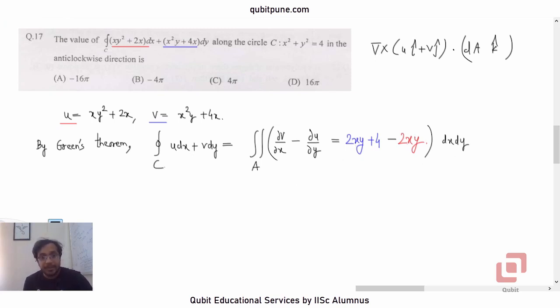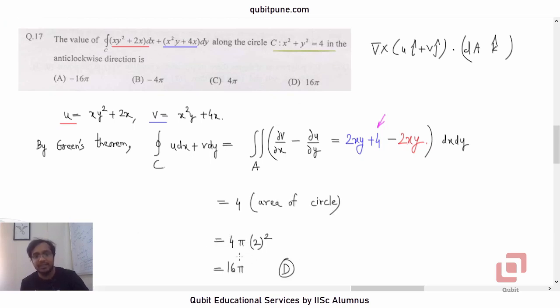Now we know if we have a constant as our integrand in any double integration problem, then that constant comes outside, and then the value of the remaining double integral is basically the area enclosed by that particular curve. So in this case, that particular curve is the circle x squared plus y squared equal to 4, isn't it? So what is the radius? Radius is 2, area is pi r squared, pi into 2 squared, so the value is 4 into 4 pi, 16 pi, option D.